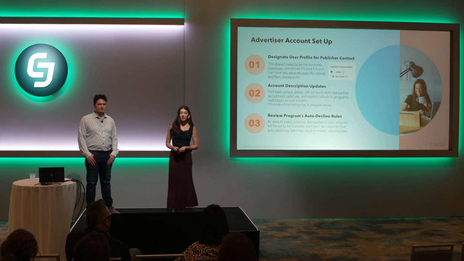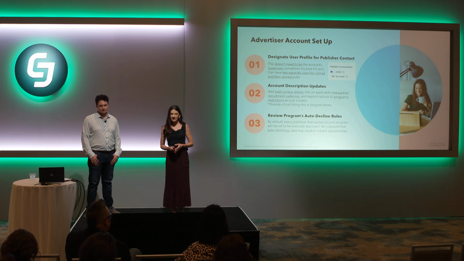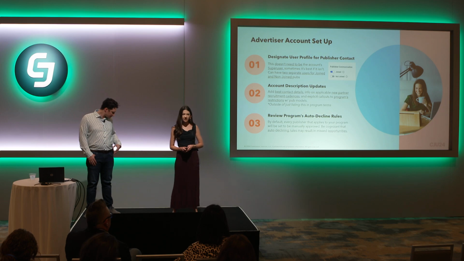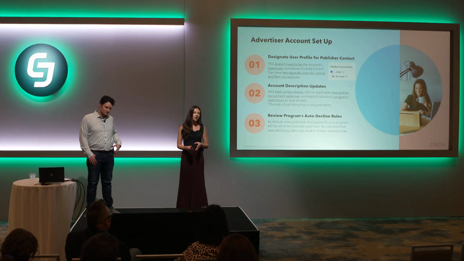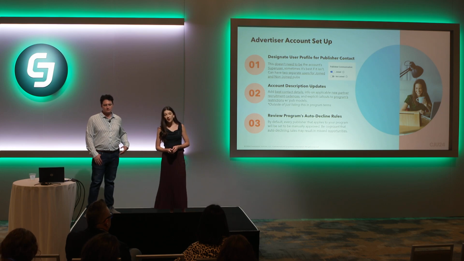The second being account description updates. This is the publisher's first chance of getting to know who you are as an advertiser. So really sell yourself here, give some high level overview of what you are before they even apply to your program. And finally, review your program's auto decline rules.